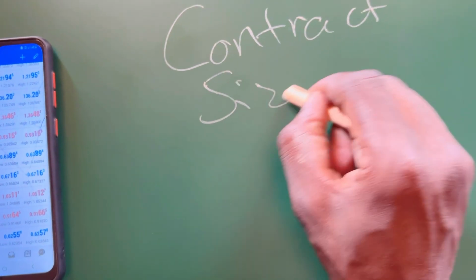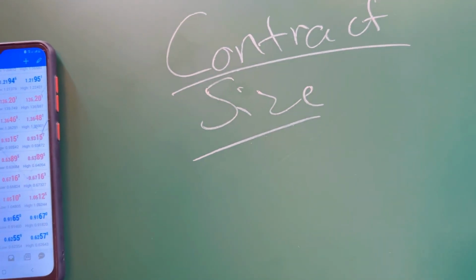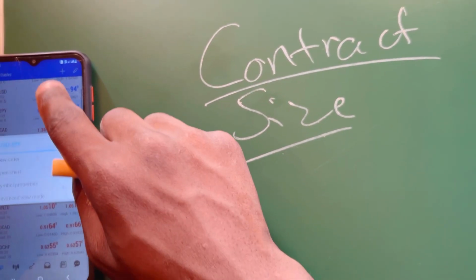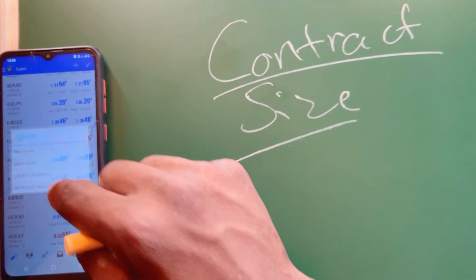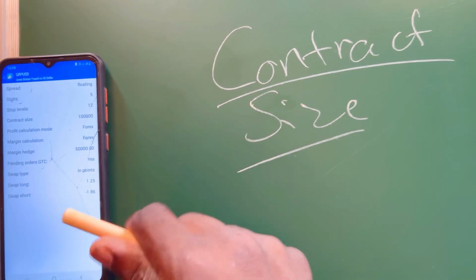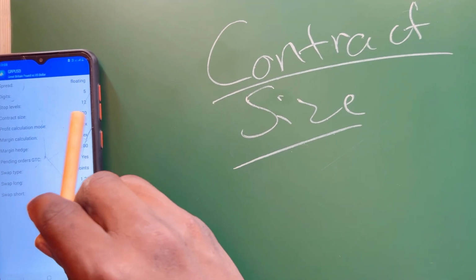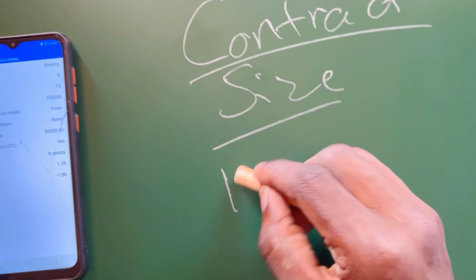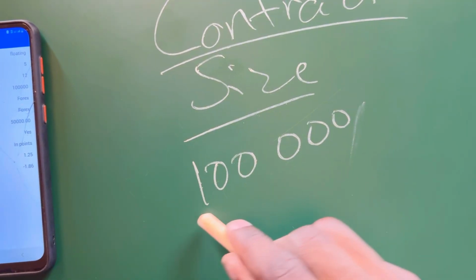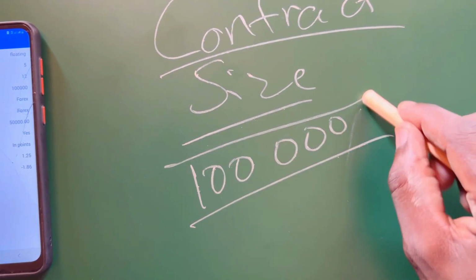We have what we call contract size. Contract size simply means that if you're going to use GBPUSD, you go to symbol properties. Go to the GBP symbol properties, and you will see that we have a contract size of 100,000. This is the contract that we have.